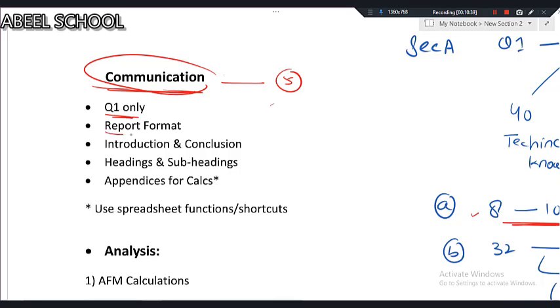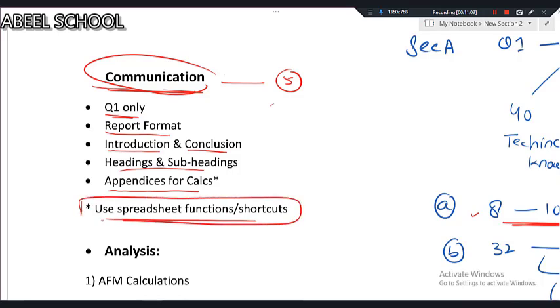Number one, you should know the report format: to, date, subject, and all these things. How to write the introduction, how to write the conclusion, headings and subheadings. Previously, headings and subheadings were there also. You have to use appendices for calculations. And how do we use appendices for the calculation? Obviously, when you watch the lectures, I'll be using all these appendices for the calculation. Using spreadsheet function shortcuts is extremely important. Something new: if you're not using the spreadsheet shortcuts which are available in AFM, you will be losing professional marks.